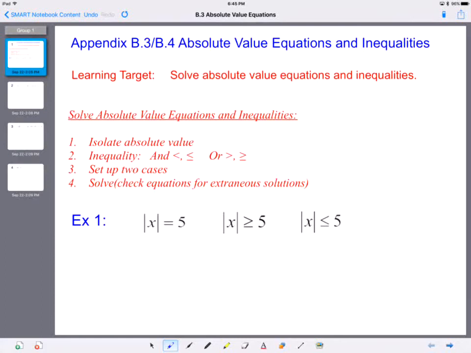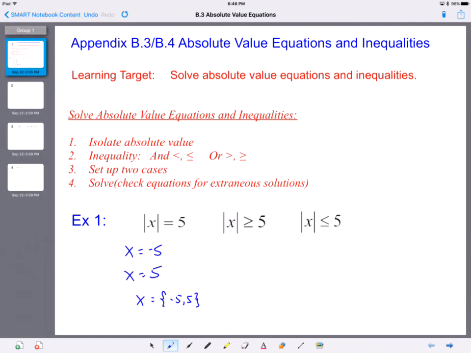I have the three different types that we're going to be looking at. So first one, absolute value of x is equal to 5. Well, we know the absolute value is a distance from 0, and there's two distances that will always give you that positive number, one from the negative side and one from the positive side. So there's two distances that will give you 5, x being negative 5 and x being 5. So on the first one, understanding that absolute value is a distance, there's two values of x that will provide that answer for you. So we know x is equal to negative 5 and 5.